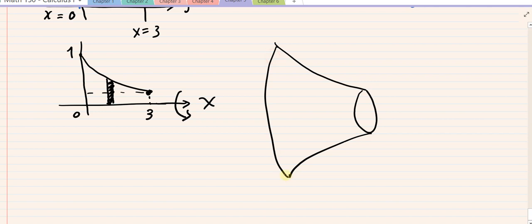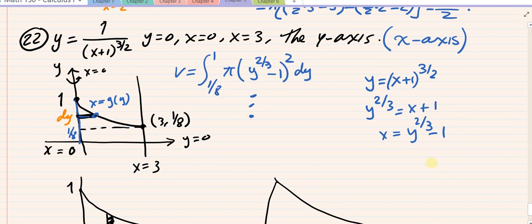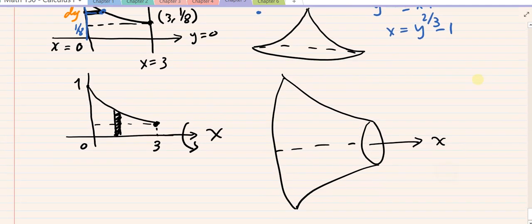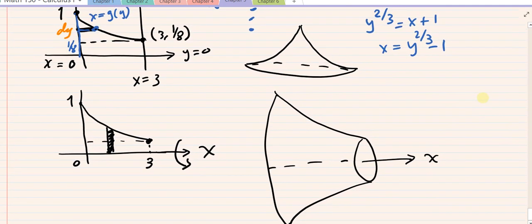You're going to get a solid that looks like that. This would be the x-axis. That's the solid, a whole different solid than the one above it. If we had pursued the other setup, our solid would look different. Our solid would look like this. Look at that solid, look at the one below. There are two different solids.